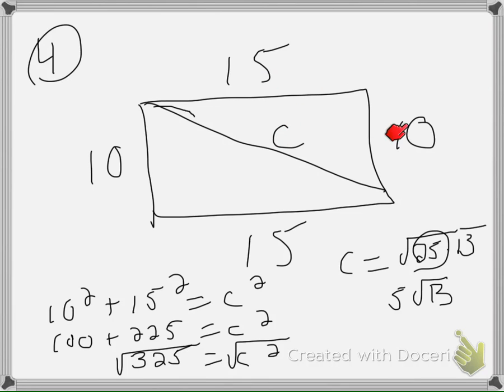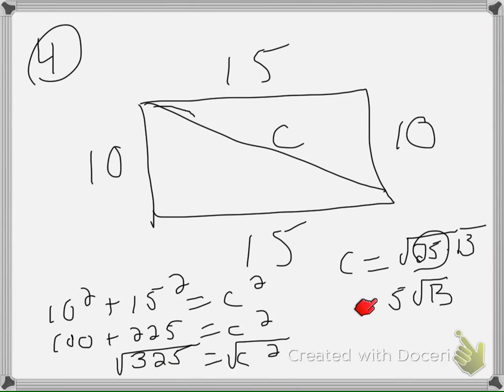This is A, this is B. So 10 squared plus 15 squared equals C squared. 100, that's 10 squared, plus 225, that would be 15 squared, equals C squared. Now I add these two together. 325 equals C squared. And then finally I square root both.